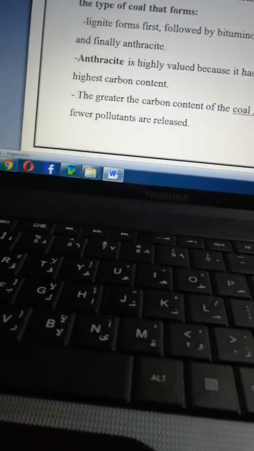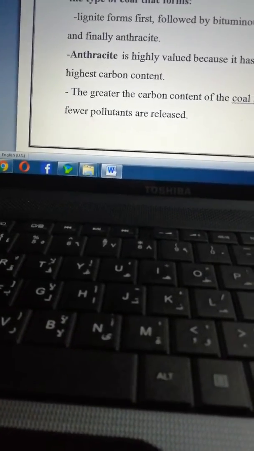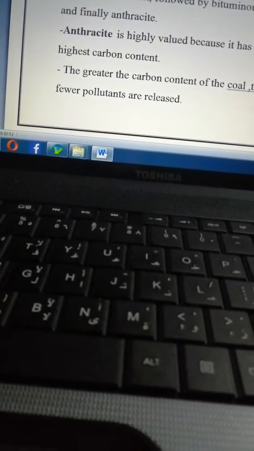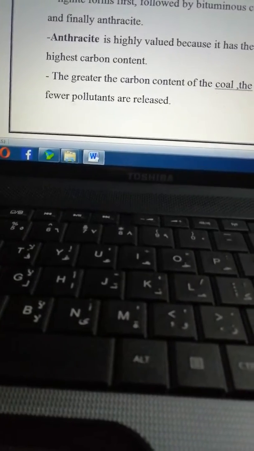And we must know that anthracite is highly valued. Anthracite is highly valued because it has the highest carbon content.